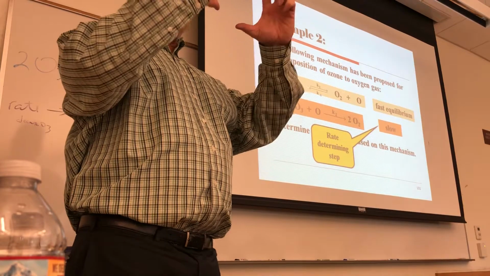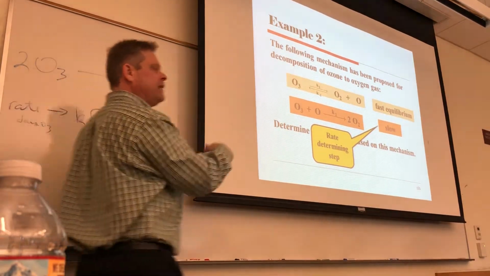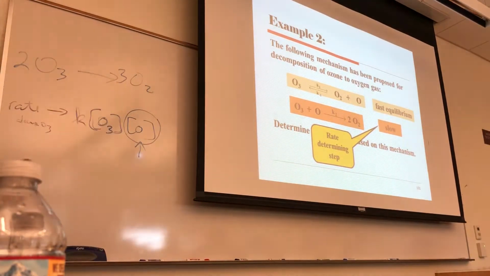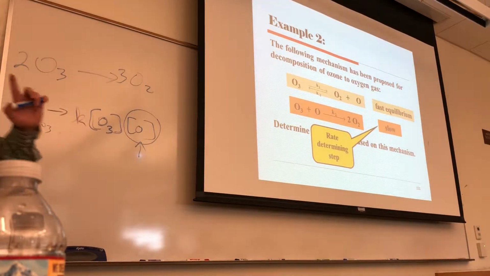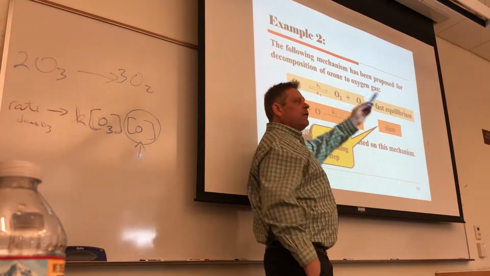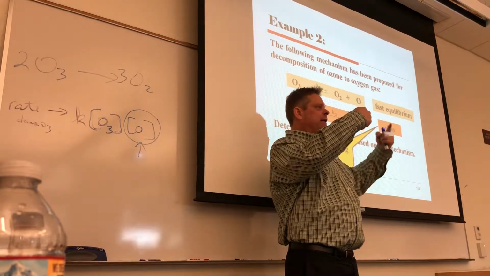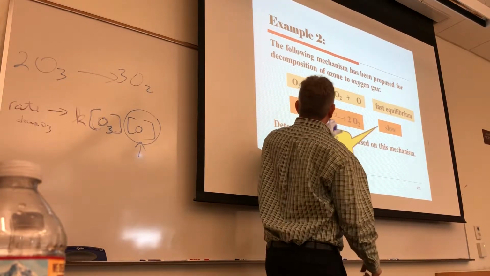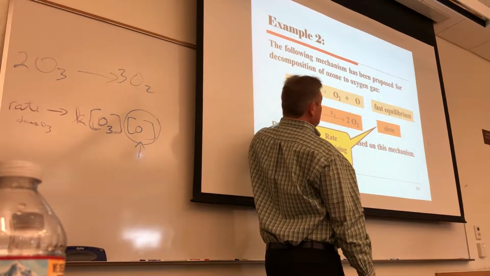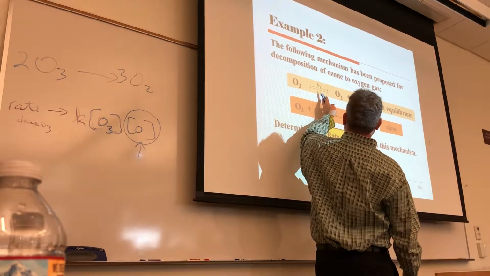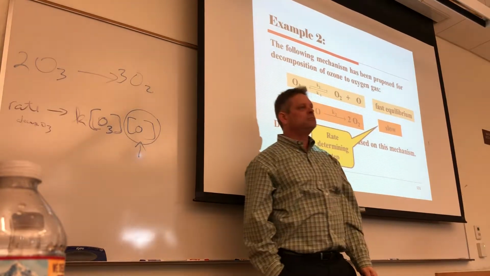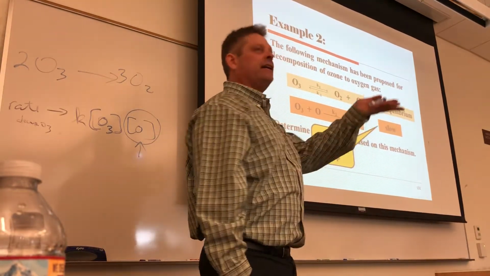You want to fix this and make it equal to something that allows you to match the overall equation. Remember the first example I couldn't do this because I didn't have an equilibrium, but I have an equilibrium here. The rate of one direction is equal to the rate of the other, meaning that k1 times the concentration of O3 should be equal to k-1 times the concentration of O2 times the concentration of O. Then I could isolate O.